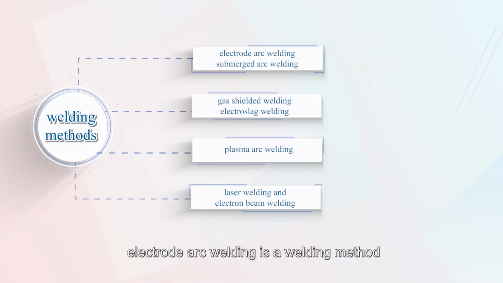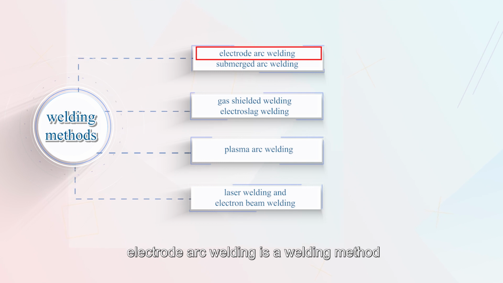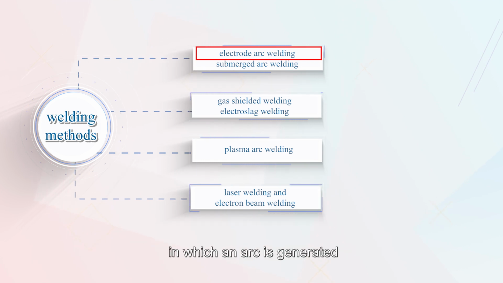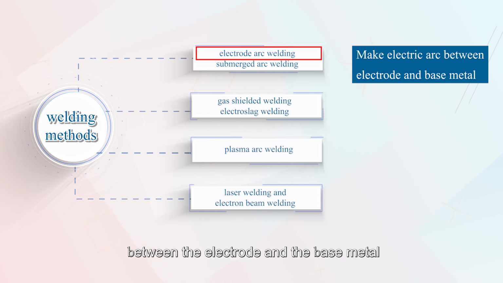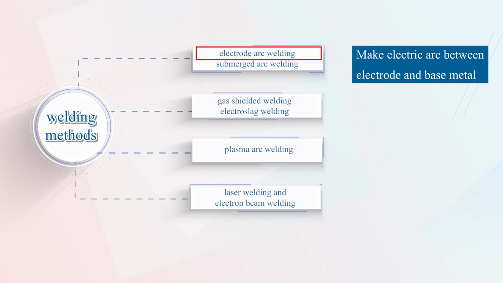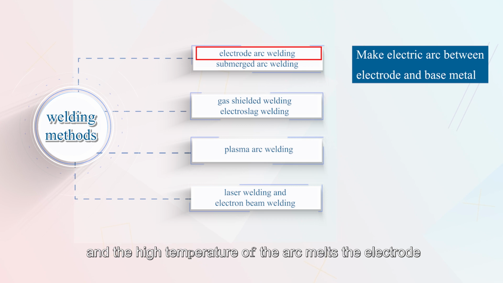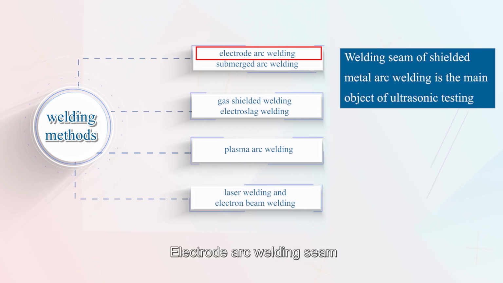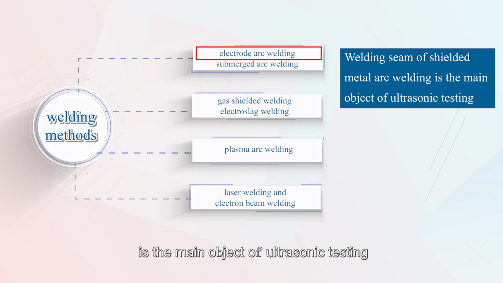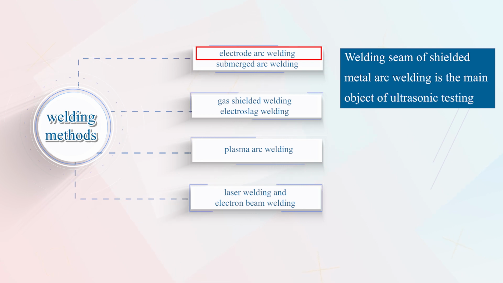Among them, electrode arc welding is a welding method in which an arc is generated between the electrode and the base metal, and the high temperature of the arc melts the electrode and part of the base metal to connect the base metal. Electrode arc welding seam is the main object of ultrasonic testing.